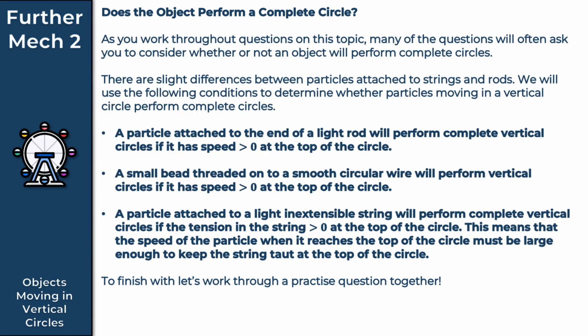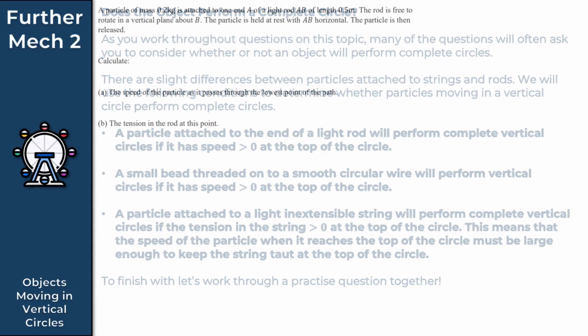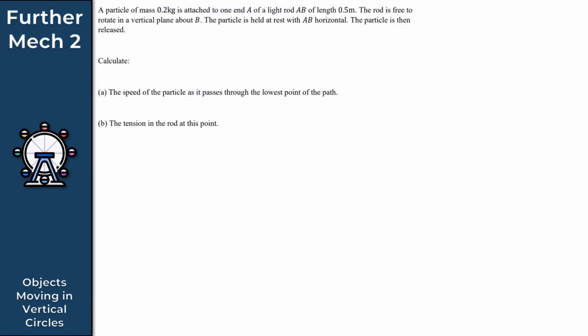To finish with, let's work through a practice question together. Let's have a go at the one practice question for objects moving in vertical circles. As always, let's quickly read through the question. We've got a particle of mass 0.2 kg that is attached to one end A of a light rod AB of length 0.5 meters. We're told that the rod is free to rotate in a vertical plane about B, and the particle is held at rest with AB horizontal.